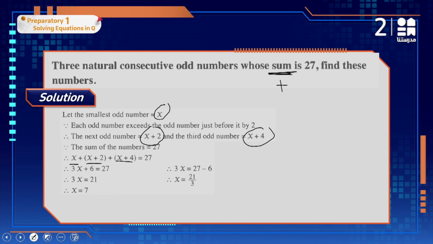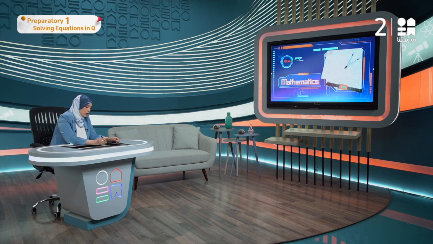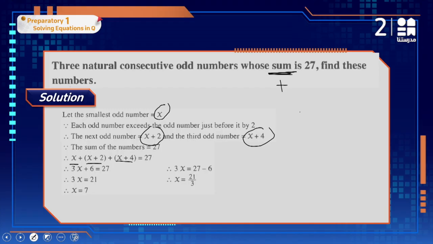How many x's are there? 1, 2, 3. 3x plus 2 plus 4 equals 6. So we got 3x plus 6 equals 27. Now also we have 2 operations. We have multiplication and addition. So I'm gonna write it here. 3x plus 6 equals 27. Do the addition first. So we are gonna subtract 6 from both sides.